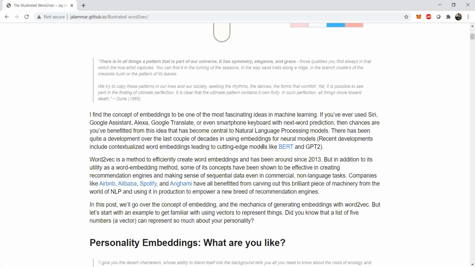But the base of all these models comes from word2vec, which is one of the oldest, around since 2013, and most of the big organizations like Alibaba and Spotify still use it. And we're going to talk about how word2vec embeddings are generated and created by different logics like skipgram and continuous bag of words in this blog written by Jay Alammar.